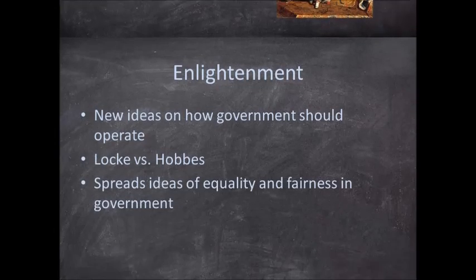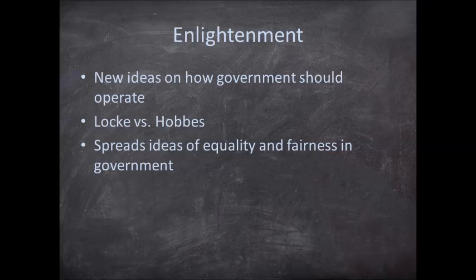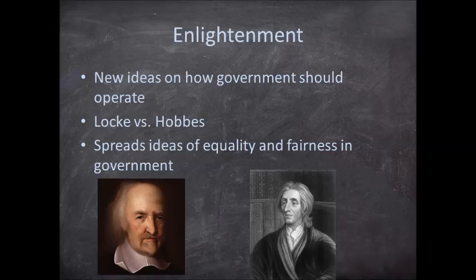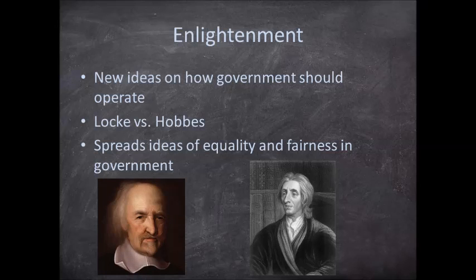The Enlightenment starts because new ideas surface on how government should operate. We see this debate between Locke and Hobbes, the two guys at the bottom. One believes the government should have complete control and you shouldn't have any say. The other one believes the government really shouldn't interfere with anything unless they're protecting your life, your liberty, and your property. That's really the only thing the government should do. Other than that, stay out of it.